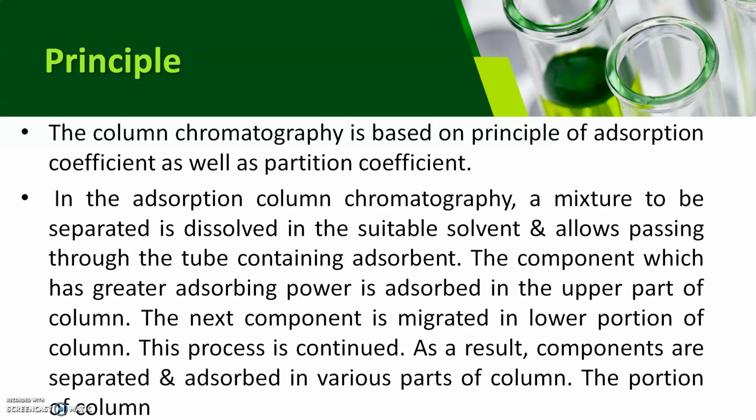In adsorption column chromatography, a mixture to be separated is dissolved in a suitable solvent and allowed to pass through the tube containing the adsorbent. The component which has a greater adsorbing power is adsorbed in the upper part of the column. The next component migrates to a lower portion of the column, and this process continues. As a result, the components are separated and adsorbed in various parts of the column in the form of different bands.